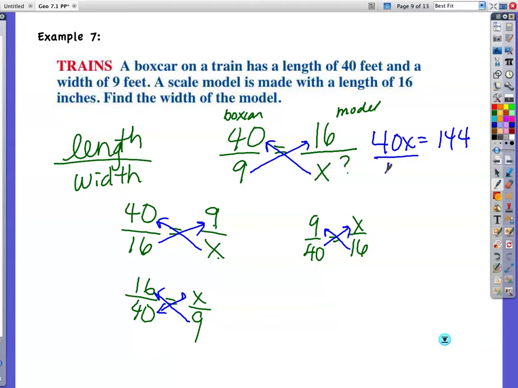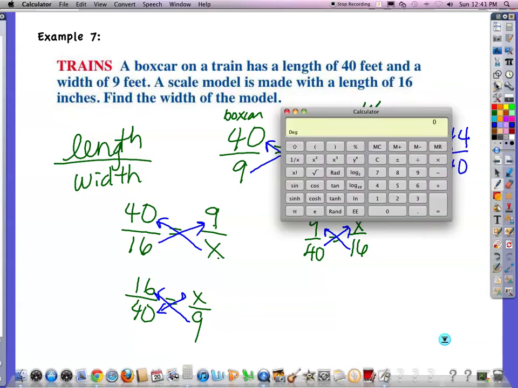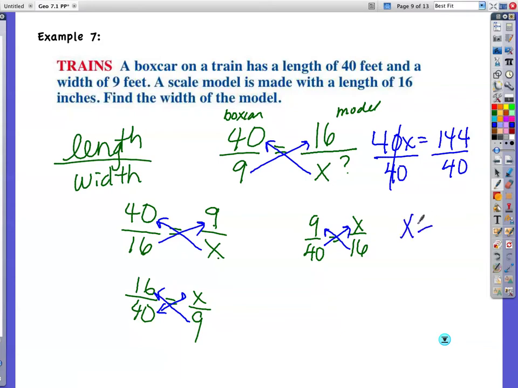All right, so then I have to solve. So I have to just divide both sides by 40. I'm going to calculate 144 divided by 40 equals 3.6. And that represents x, and x represents the width of the model. And that's what they want us to find. And I should have a label for this. The boxcar was feet to feet. The model was inches, so this is also in inches, because the units are the same in this ratio and the same in this ratio there. All right, moving along.